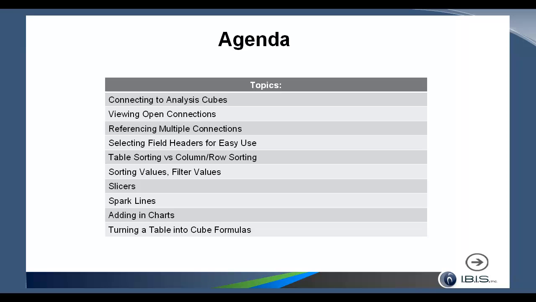So what we're going to do today, we're going to go through a couple things with connecting to analysis cubes, viewing some open connections. It's always helpful when you open a sheet for the first time and want to know what's all connected. Referencing multiple connections, selecting field headers for easier use and easier filtering. One of the things, table sorting versus column row sorting, is always a question that comes up, so we'll go ahead and answer that. Sorting values, filtering values, and then we'll go into some cooler things like slicers, spark lines, adding in charts, and turning a table into cube formulas.